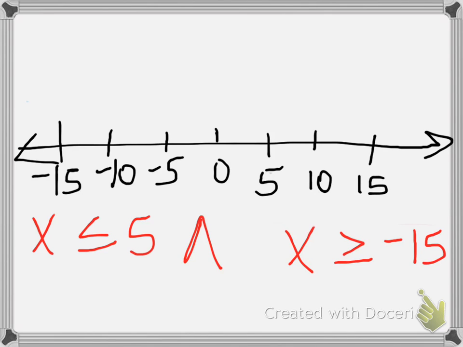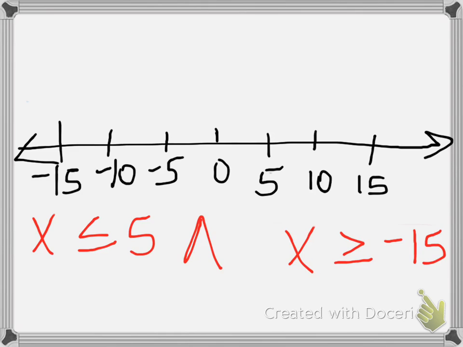Okie dokie. So let's go ahead and graph the solution to this on a number line. Remember that this is a conjunction. So I'm going to graph them both above the number line first, and then I want to see where they overlap, and then that overlapping portion is what gets placed on the actual number line.